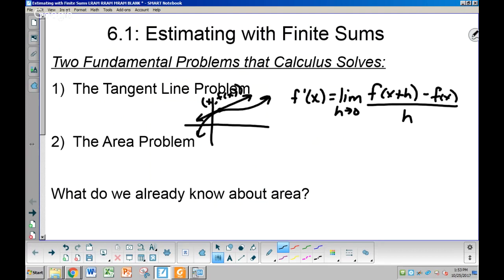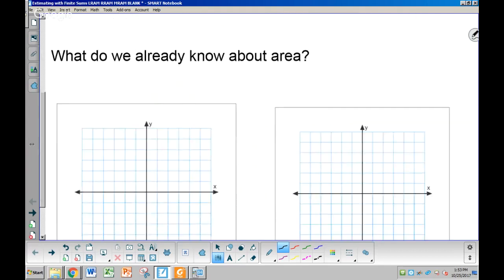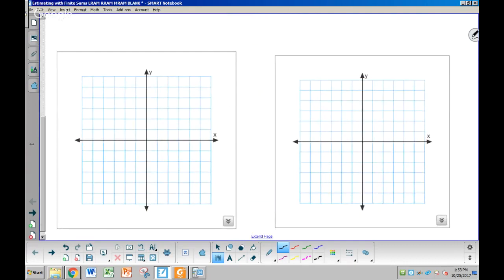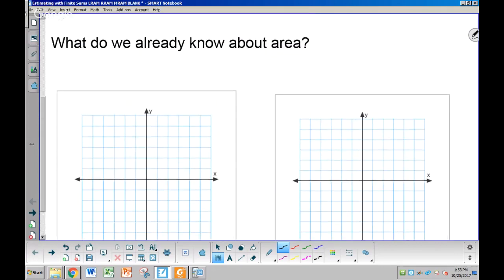The second part of calculus solves the area problem. You might be asking, how can area be a problem? Right, so here we go. I'm going to give you an example. Let's say, what do we know about area? If I have a function that's f of x equals 4, that's just a horizontal line at 4. Here it is. And we want the area under this curve.